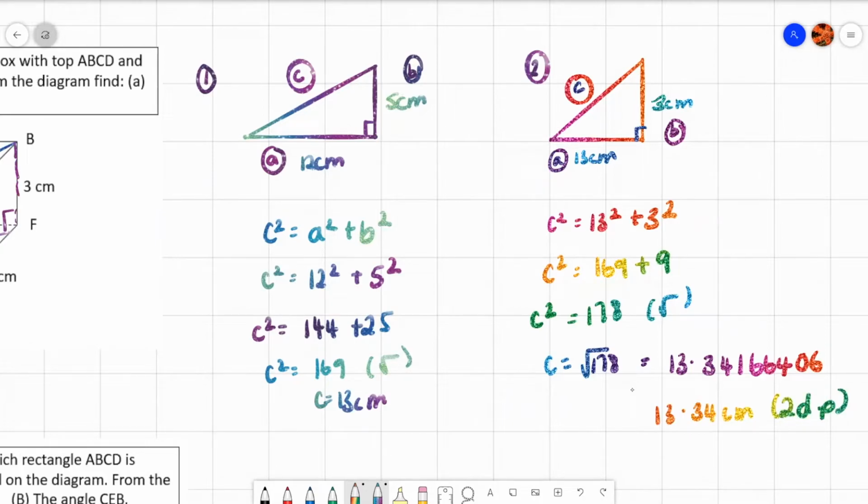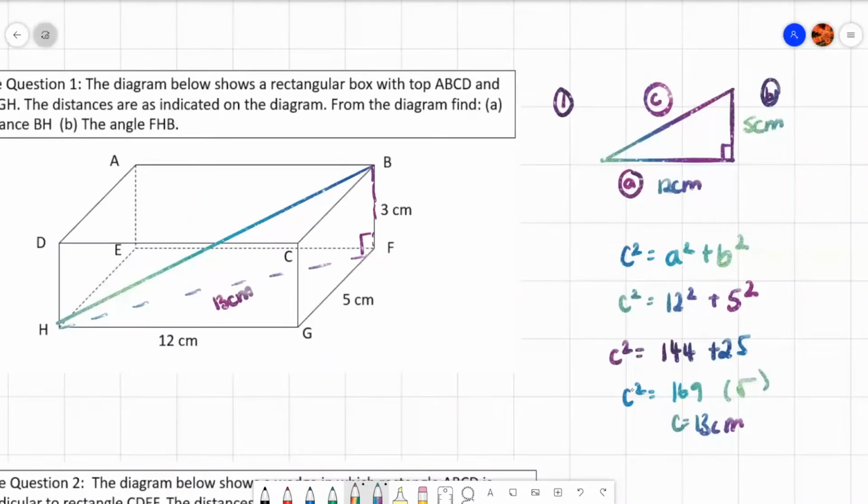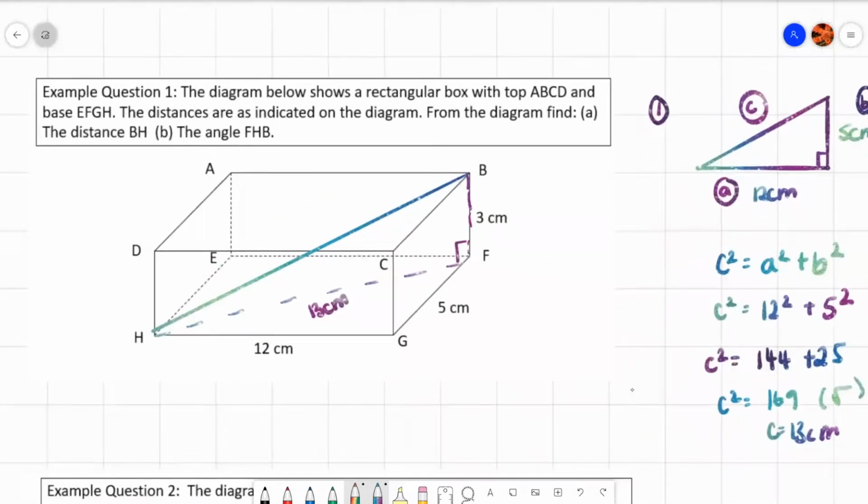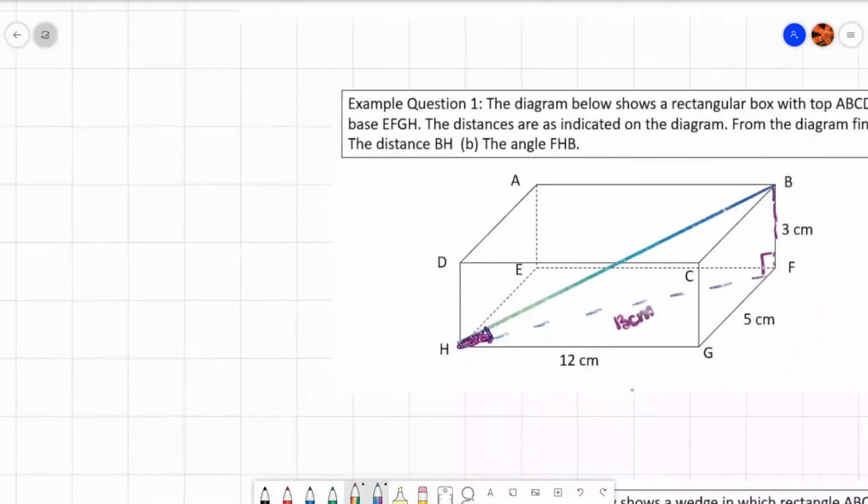Okay. So now we've worked out the side that they've asked for, which is that there. I've rounded to 2 decimal places. The second part says the angle FHB. Okay, so it's going to be this, isn't it? Start from FHB. So it's this one here. This is the angle that I want. So I'm just going to draw that here.